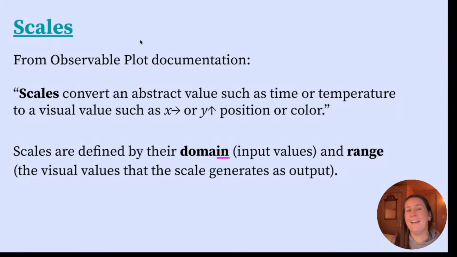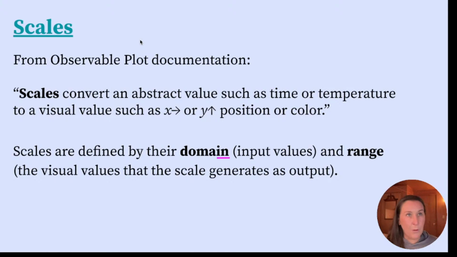So two things, and this is something that I always have to remind myself of: scales are defined by their domain. Those are the input values coming in from the data. The only way that I remember this is that domain has the word "in" in it. Otherwise, I mix these up. So domain is the information coming in from the data. And then the range of a scale is the output. Those are the visual values that the scale generates as an output in your visualization.